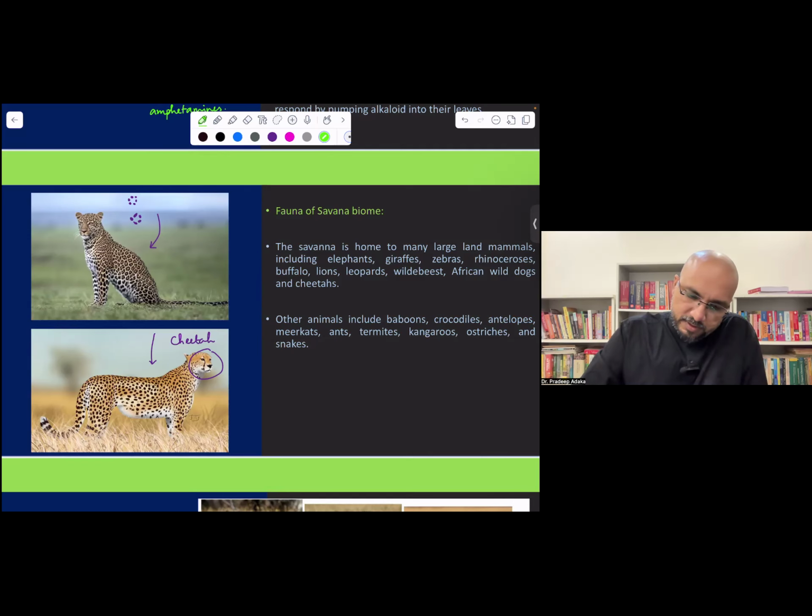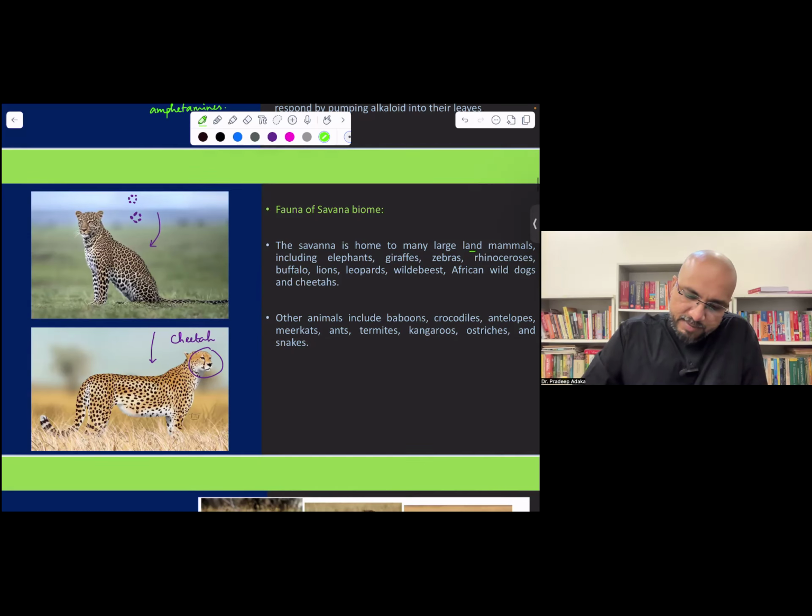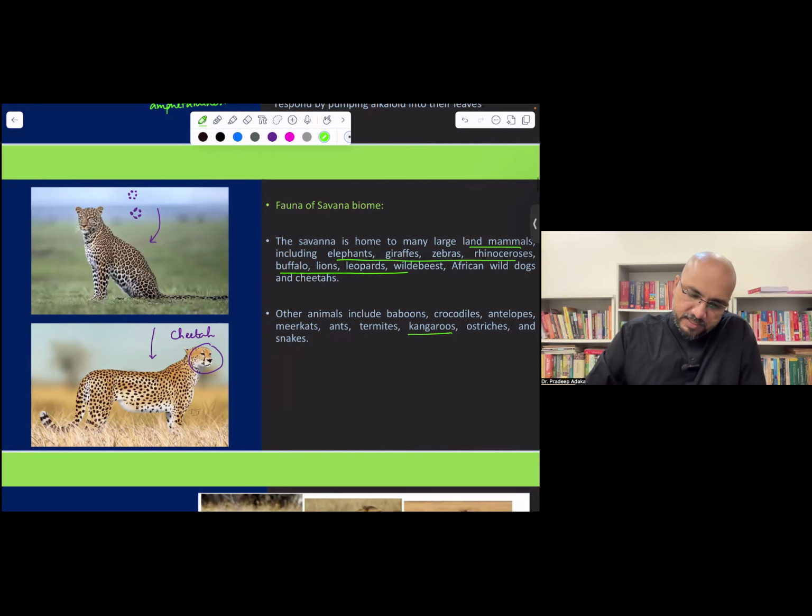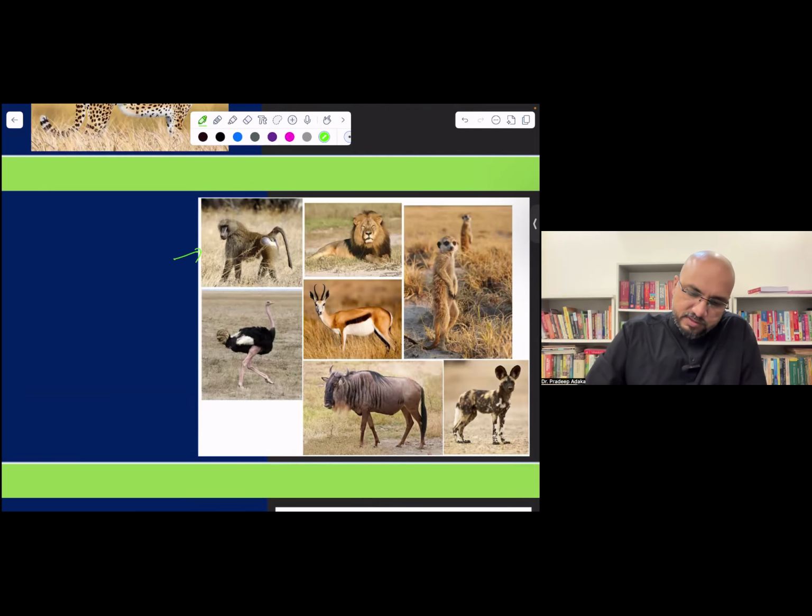Okay, so in the savanna we have large land mammals including elephants, giraffes, zebra, rhinoceros, buffalo, lions, leopards, wildebeest, African wild dogs, cheetahs. Other animals include kangaroos. They are in the southern hemisphere. Kangaroos, ostrich, crocodiles. Then baboons, lions, meerkat. Then you have deer, ostrich, wildebeest, wild dogs.